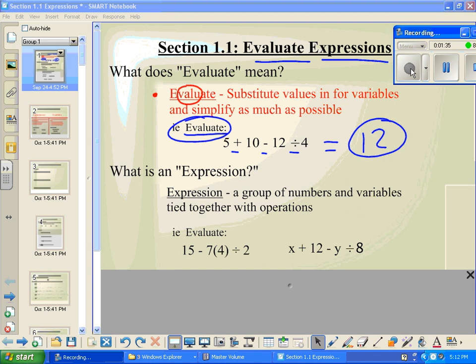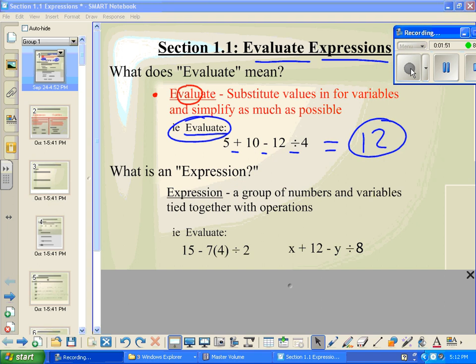My next part here says, what's an expression then? So again, we talked about what evaluate means. So what is an expression then? We know what those two words are. An expression, and I have this as a definition here, but I'll have you write it down on the next page, so hold off on writing this in your notes for now.